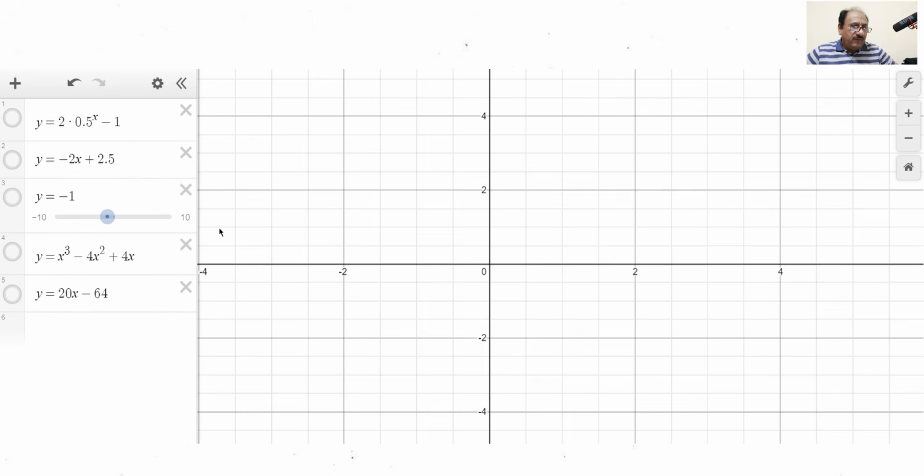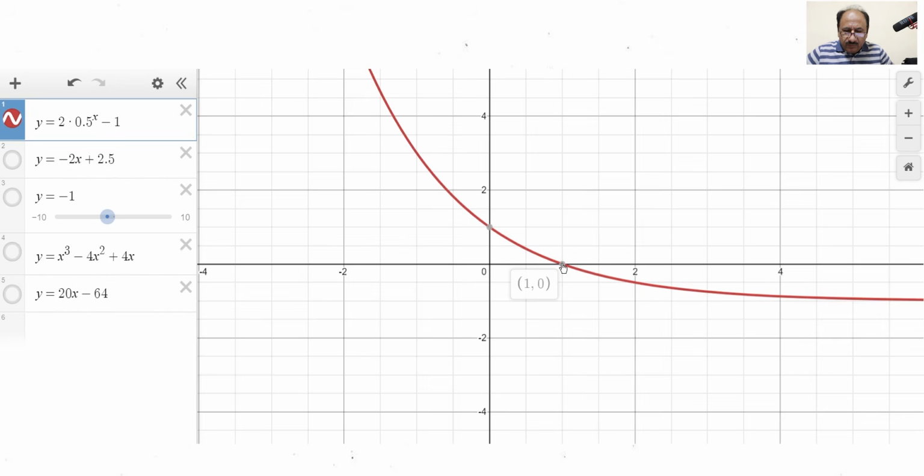Now if we plot the first equation which we plotted, y is equal to 2 multiplied by 0.5 raised to x minus 1, which I have already written over here for you, and I'm going to activate this and we will get this graph. And this graph you can check from here. This is the x-intercept 1 and 0, and we also got the same, and this is the y-intercept. If we check our graph, it is exactly matching with this.